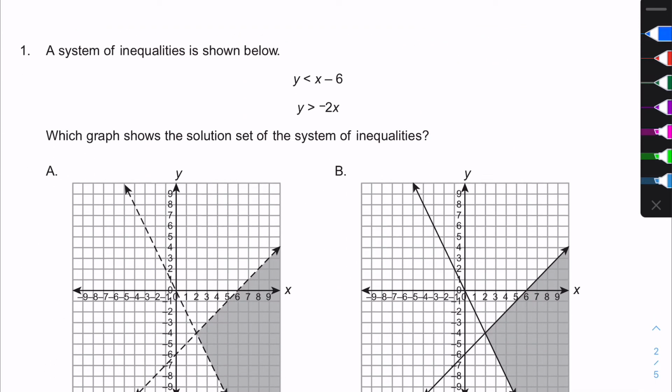All right, we've got a system of inequalities as shown below, and it says which graph shows the solution set of the system of inequalities.